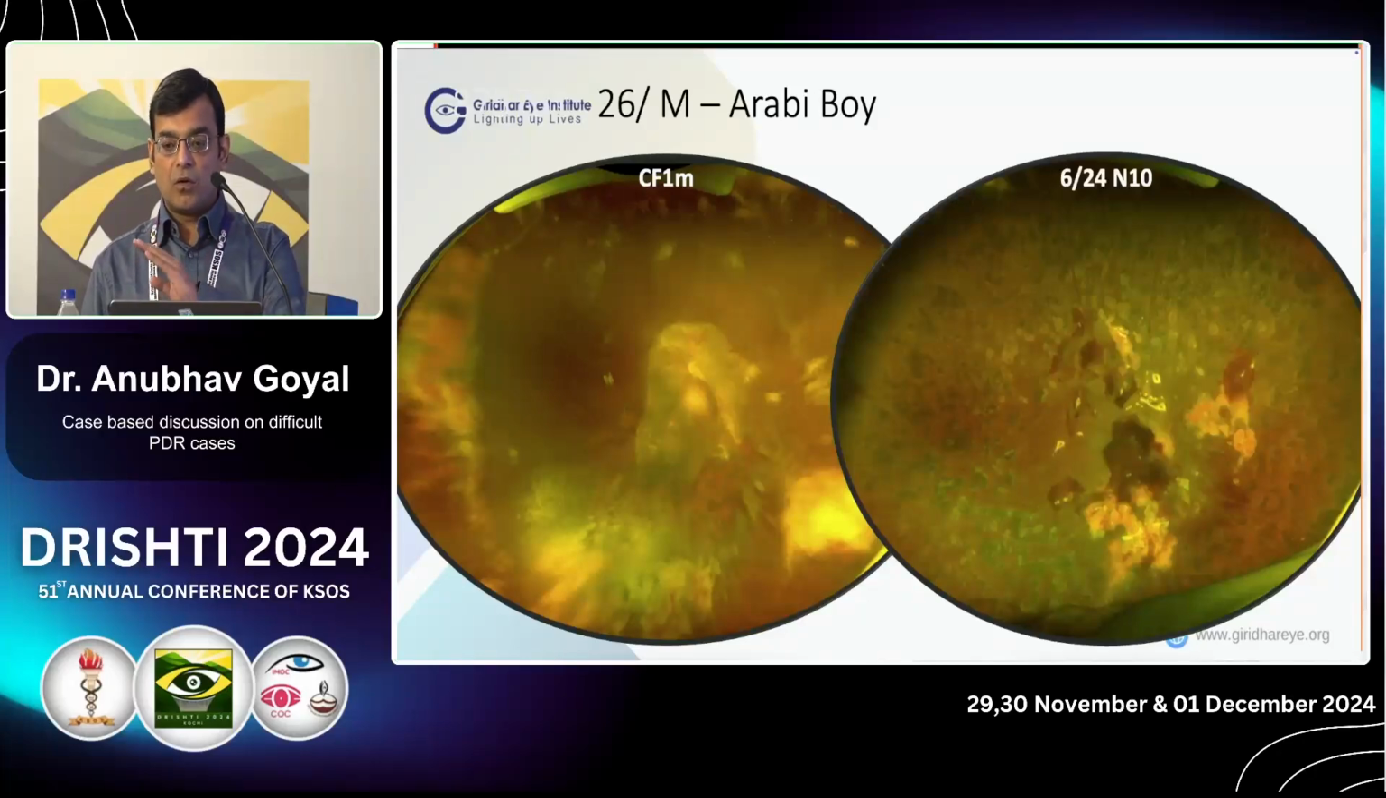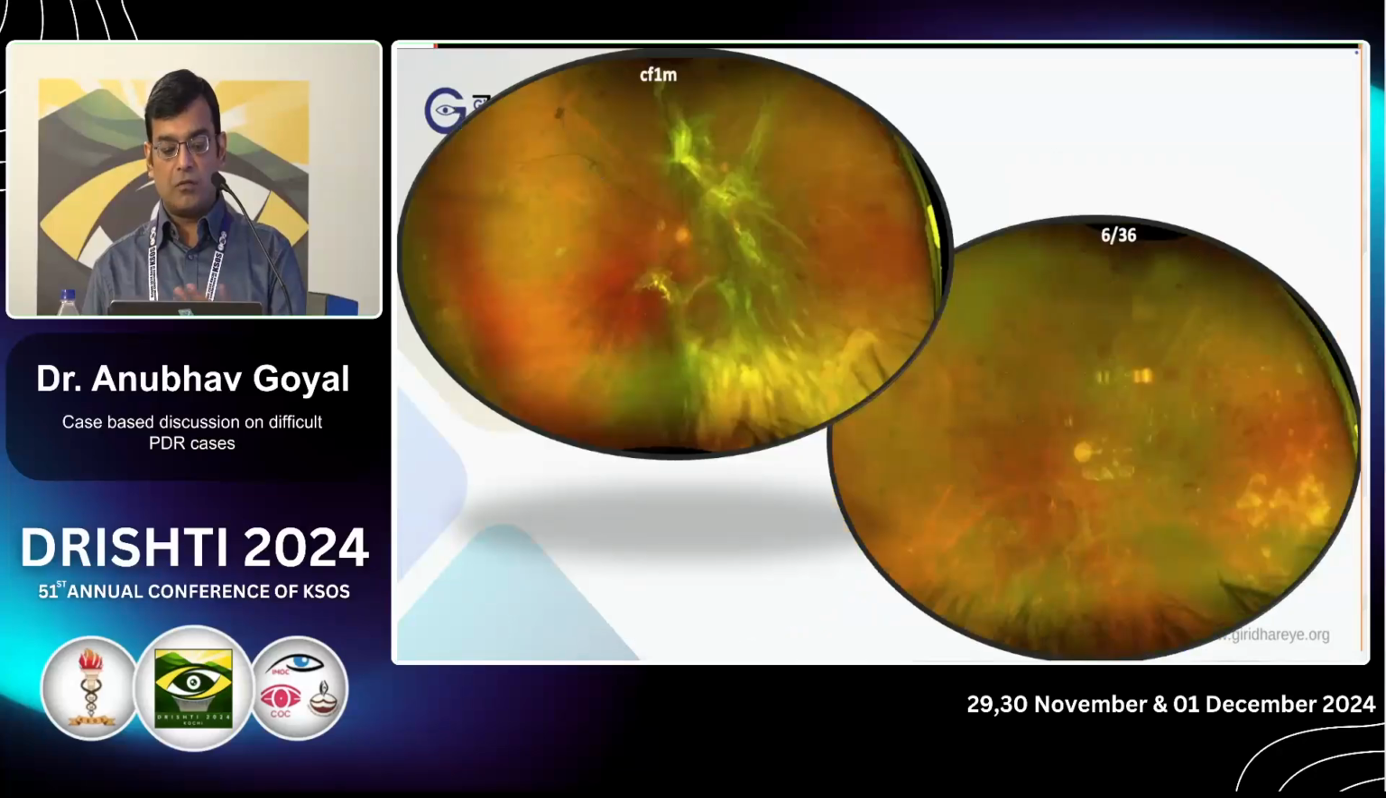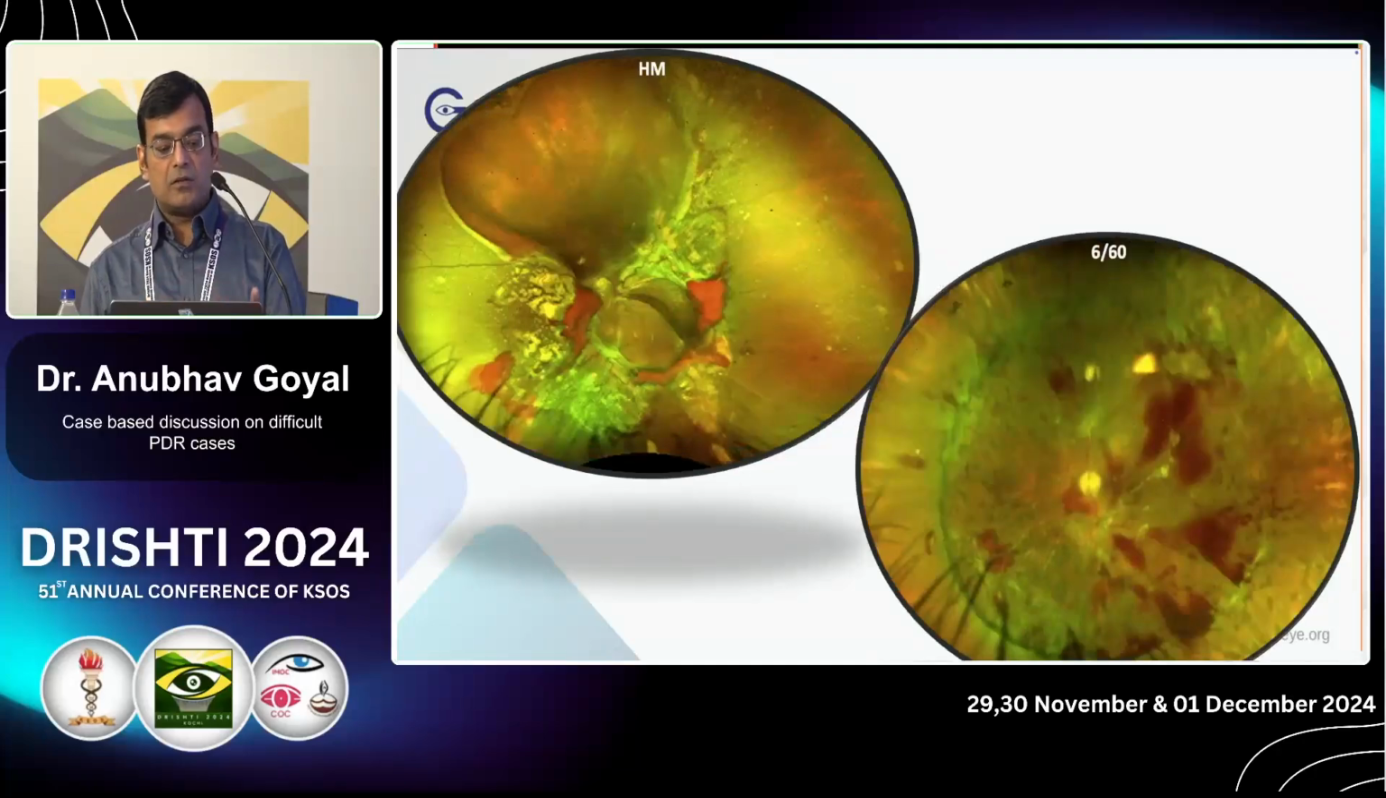PDR surgeries are not always charming. They can have very variable results. But even one eye saved is a very, very good satisfaction for a surgeon, to give a good night's sleep. Another case with 1 meter vision improved to 6/36. This is a massive 360-degree FVP, which also improved to 6/60 after the surgery.